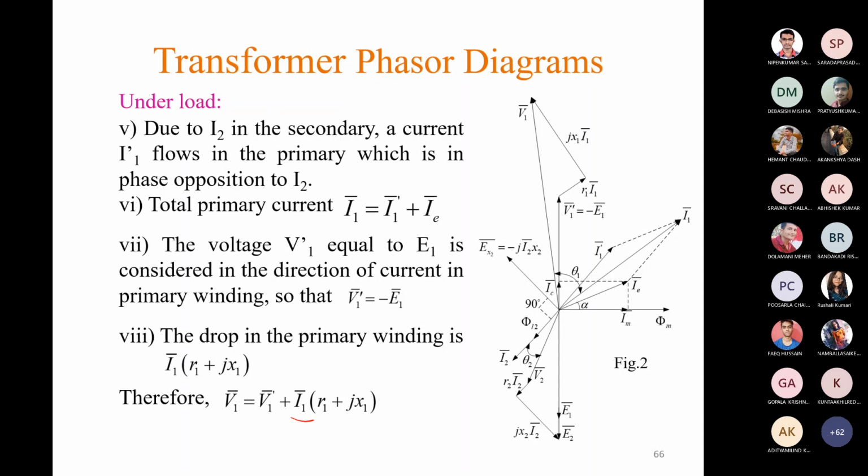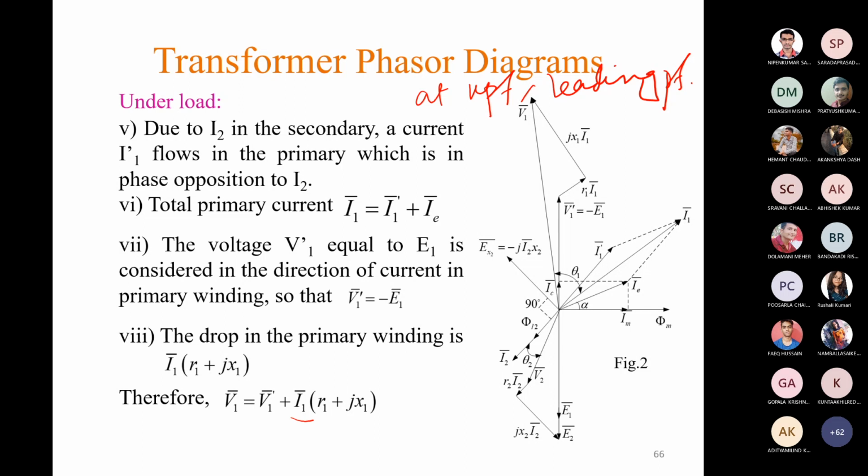Now this phasor diagram is for lagging power factor. You practice drawing this phasor diagram at UPF, that means unity power factor, and leading power factor, that means for resistive load and capacitive load. Any question?